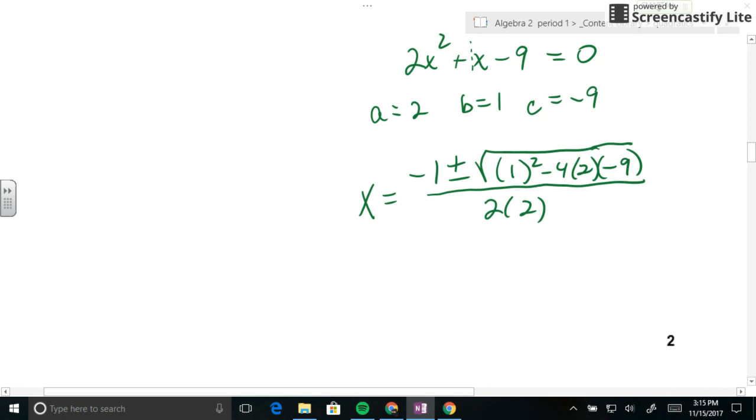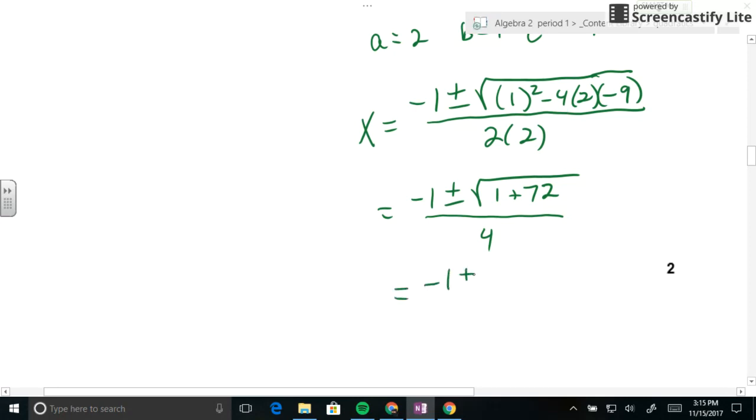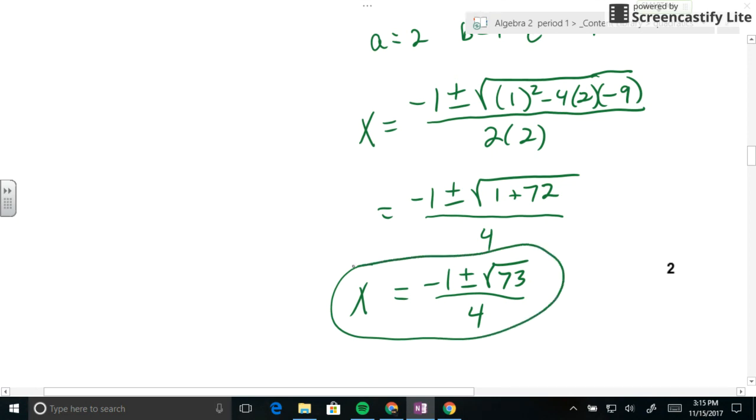So now we just do the math inside the radical sign. So negative 1 plus or minus 1 squared is 1. Negative 4 times 2 times negative 9 is actually positive 72. And that's all divided by 2 times 2, which is 4. And 1 plus 72 is 73. So we get the square root of 73. So x equals negative 1 plus or minus the square root of 73, all divided by 4. And I would check the factor tree for 73, but it does not factor. Therefore, that is our answer.